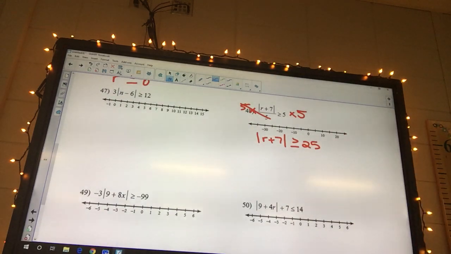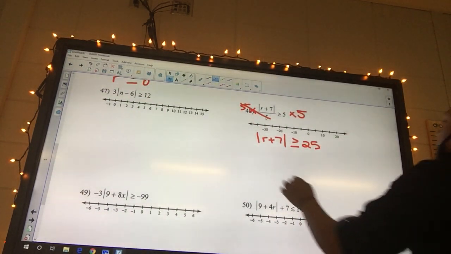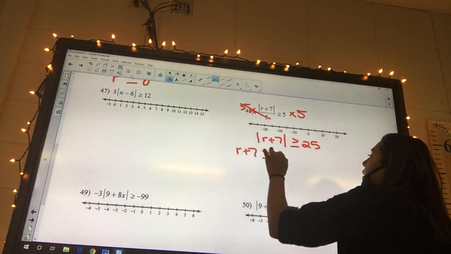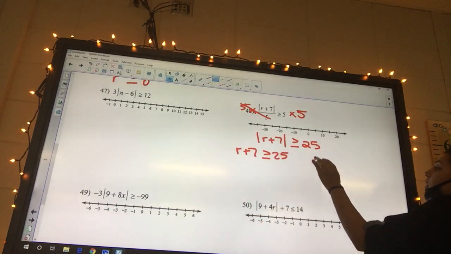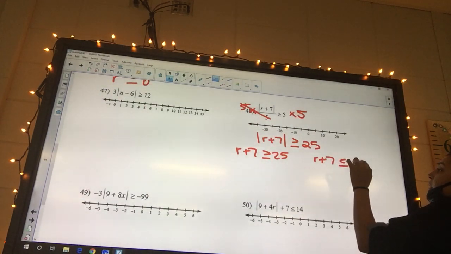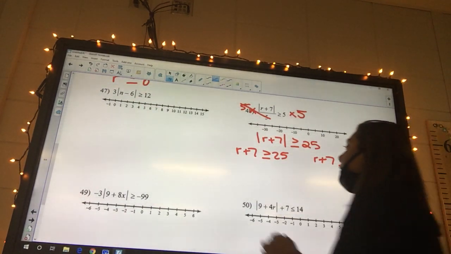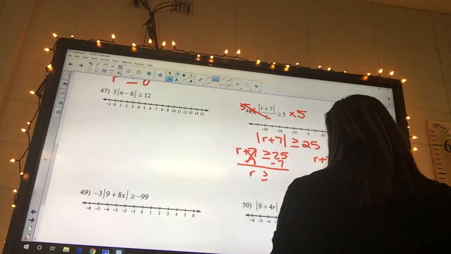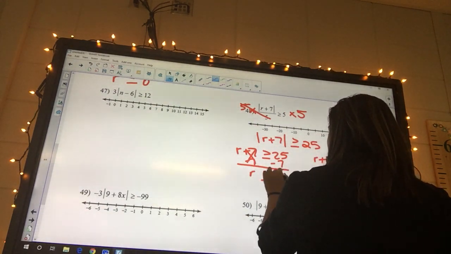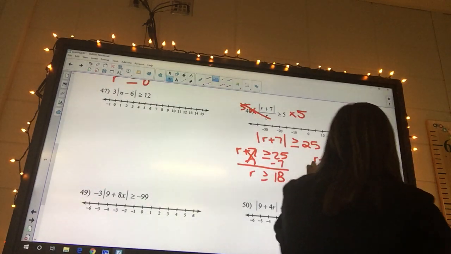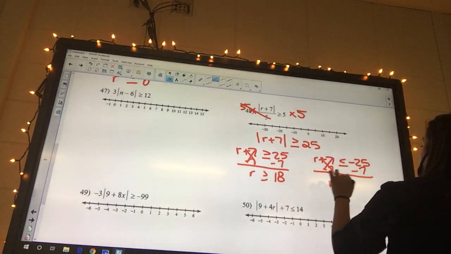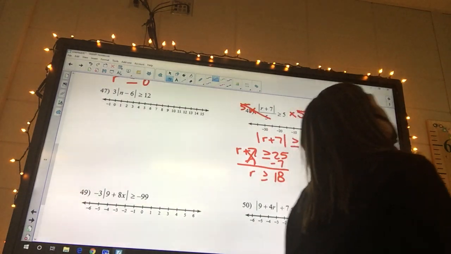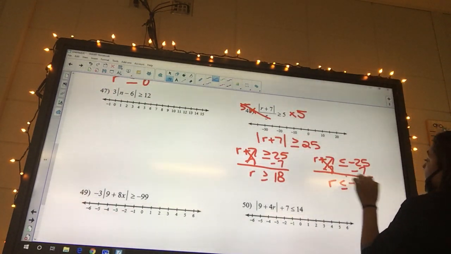Here's where some of you guys were screwing up yesterday. Now the absolute value is all by itself. So now what do you need to do? Write it twice. So I got r plus 7 is greater than 25. And then we got r plus 7 is going to be less than negative 25. Yeah, it's better to just leave it as r. It's going to be 18, and negative 32.